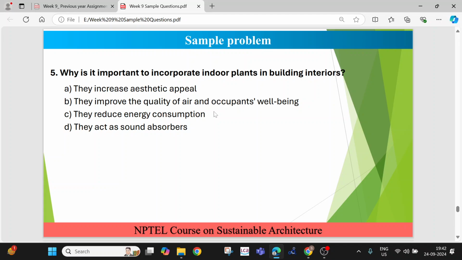Yes, sir. So aesthetic appeal is not the primary reason, because aesthetic appeal can be provided by other good ornaments or designs or paintings as well. But plants will overall be improving the quality of air. That's why plants are considered.